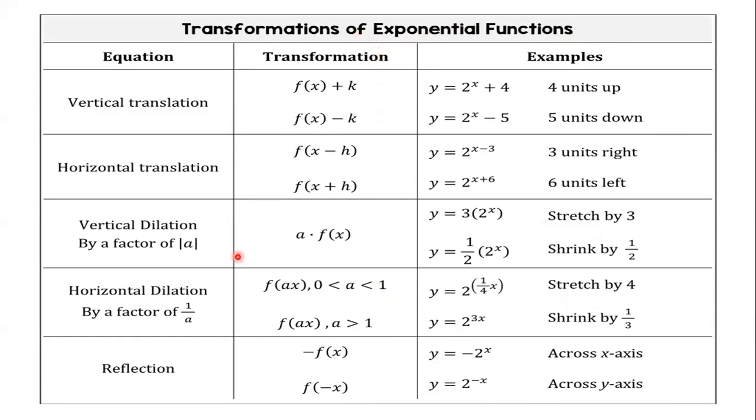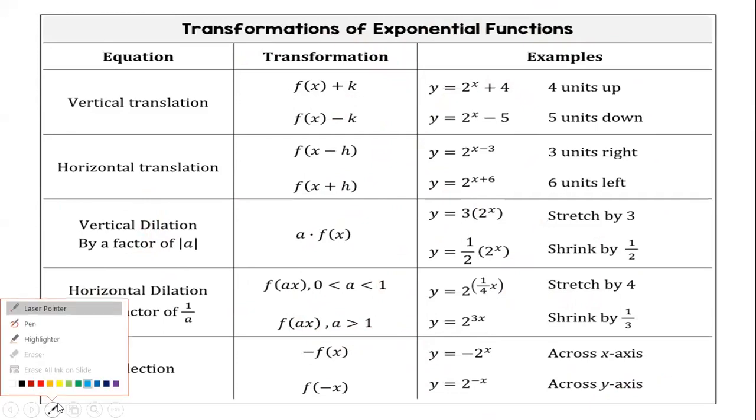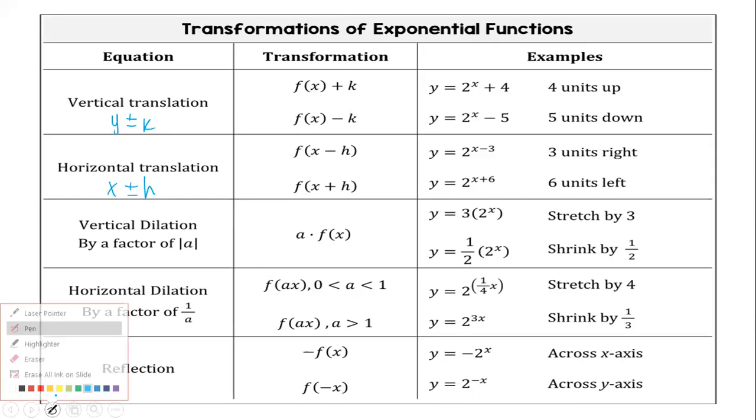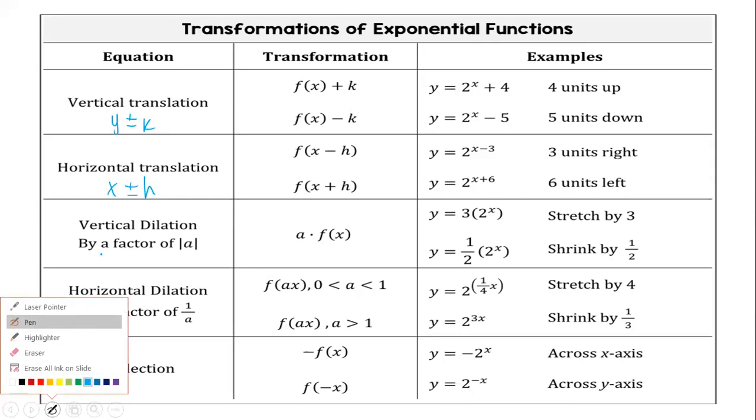These are our general transformation rules for all functions. These are the ones specific for that one. These are the general. Questions about either? All right, so we're going to go through and write in how they affect. So your vertical translation means that you are adding or subtracting to your y. Yes? Your horizontal translation means you are adding or subtracting to your x.